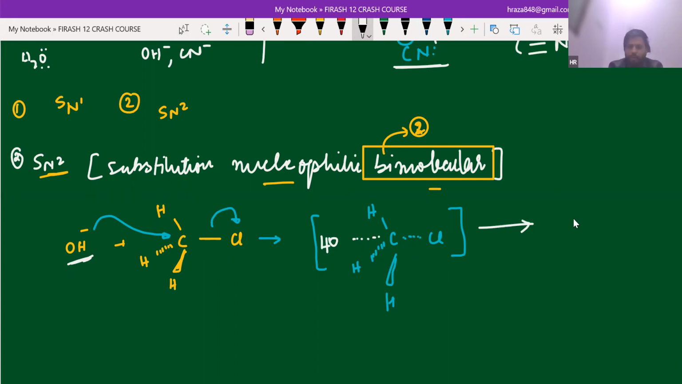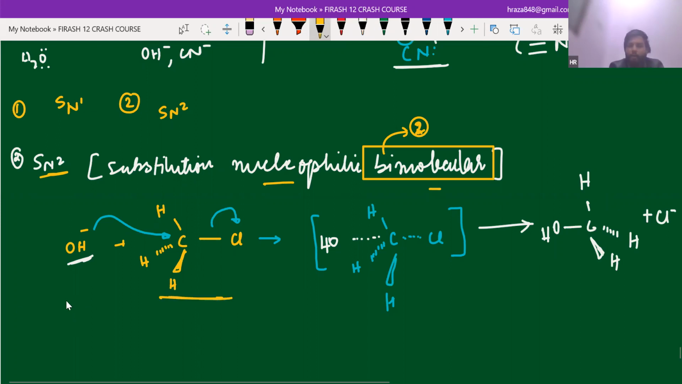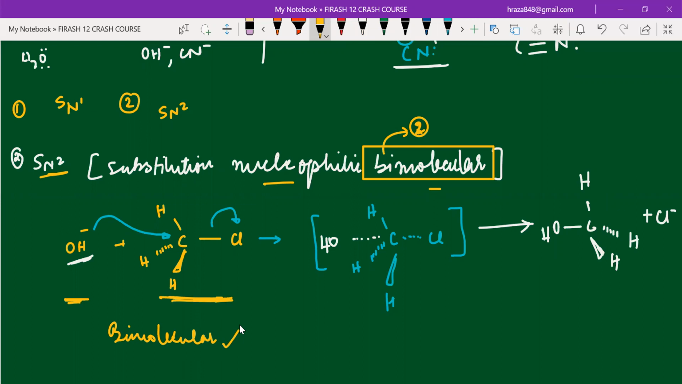I just showed the reaction. And after this, you can see this is your carbon, and then this OH will be like this, and then this is the product you will get. So as you can see in this reaction, you have two reactants, two molecules, OH minus and CH3Cl. That's why it is bimolecular. Is that clear? Yes, sir. So this is how SN2 took place.